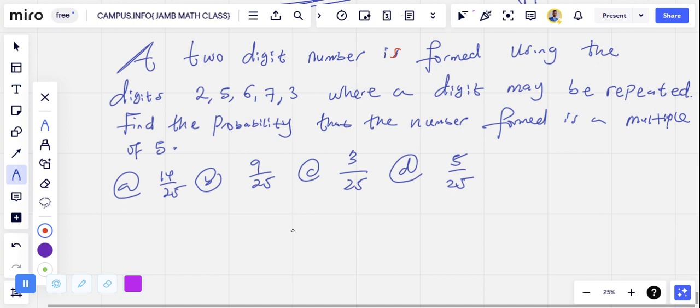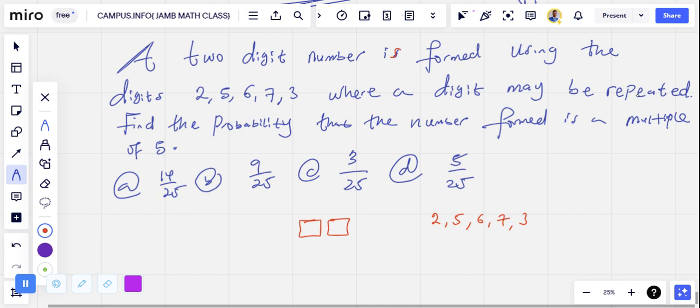So that means for a two-digit number to be formed, let's say I have the first digit here and then the second digit here. I want to form a two-digit number, right? So I have the box here. Using the digits, these are the available digits. I want to form two digits from all these things here. So that means I was given 2, 5, 6, 7, 3.